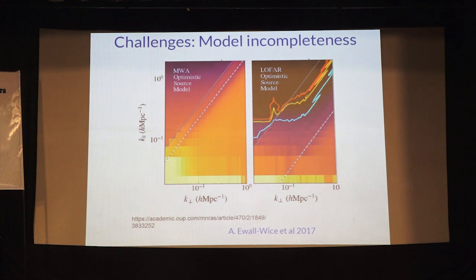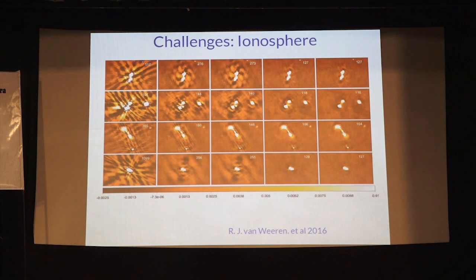So this is another challenge. When you are calibrating something, your model should be complete enough to measure the 21 centimeters. Another challenge is the ionosphere. This is one of the plots that shows the sky image at different stages. This is the ionospheric calibration they did.